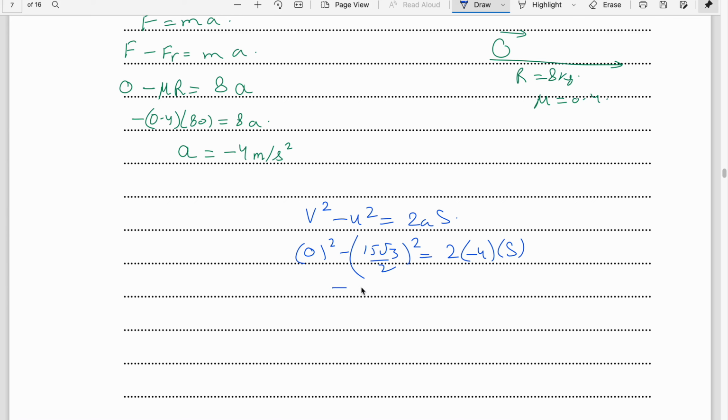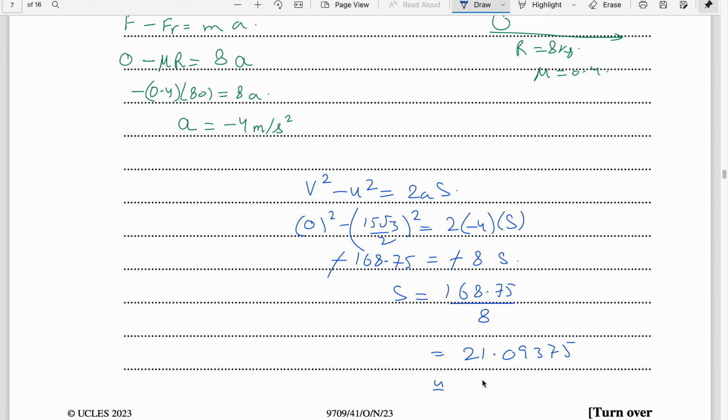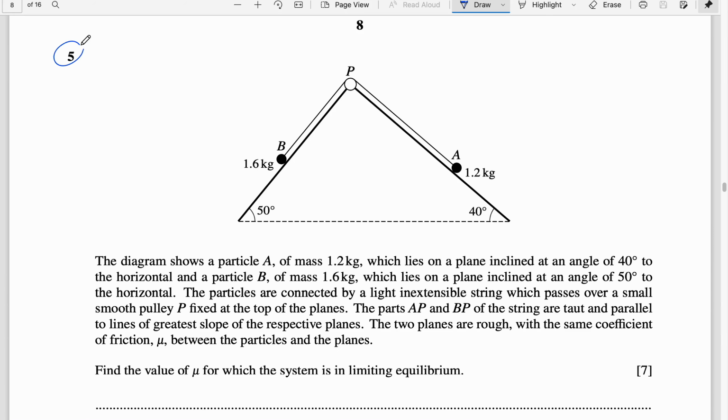So this is negative 168.75 equals negative 8 times displacement, negative sign goes with negative, displacement covered is 168.75 by 8, which equals 21.09375, approximately equal to 21.1 meters. Question number 5.